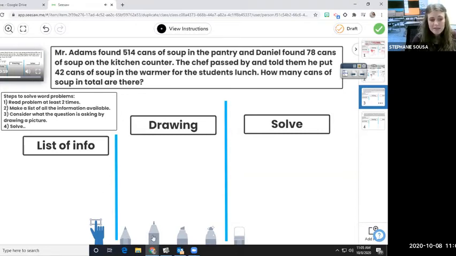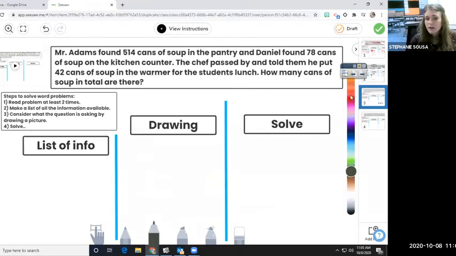I'm going to read this again, and as I'm reading it, I'm going to underline what I think is important. Mr. Adams found 514 cans of soup in the pantry. Daniel found 78 cans of soup on the kitchen counter. The chef passed by and told them he put 42 cans of soup in the warmer for the students' lunch. How many cans of soup in total are there? There's a lot of soup going on here.